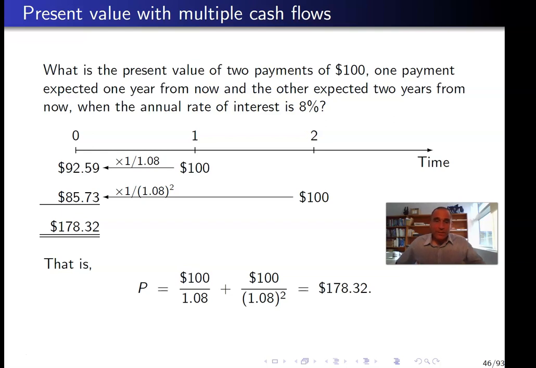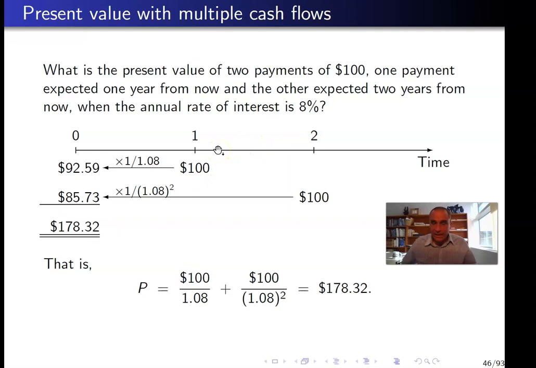What is now the present value of 2 payments of $100 to be received over the next 2 years? So the first payment will be received at time 1, and the second payment will be received at time 2. Well, there's one slice of $100 discounted over 1 period, 92.59, and the second slice of $100 is discounted over 2 periods, so that's 85.73, for a total of 178.32. So this would be an example of an annuity.